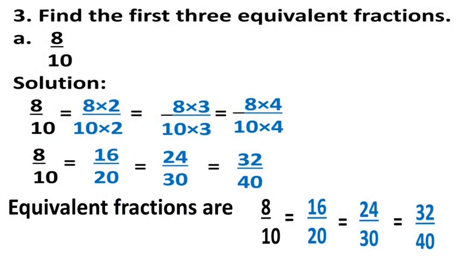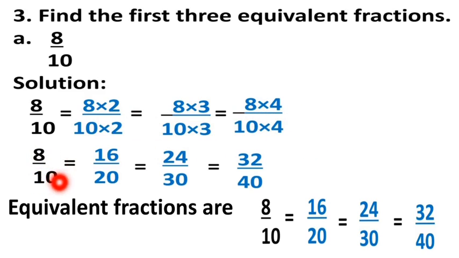Number 3. Find the first 3 equivalent fractions. A, 8 by 10. Solution. 8 by 10 is equal to 8 into 2 divided by 10 into 2. So you multiply by 2, 3, 4 and it goes on like that. They're asking for the first 3 equivalent fractions. Already given 8 by 10. If you multiply by 1, you will get the same answer. So I will start with 2. So you multiply by 2 by 2, then 3 by 3, then 4 by 4. Like that you write.